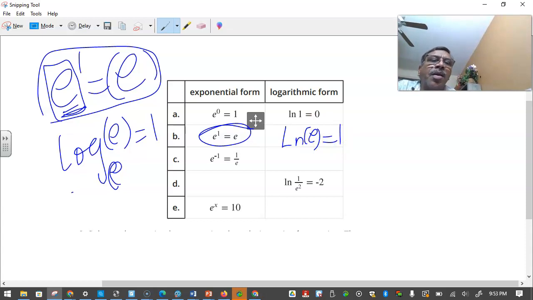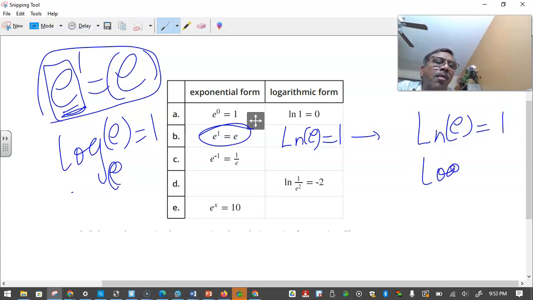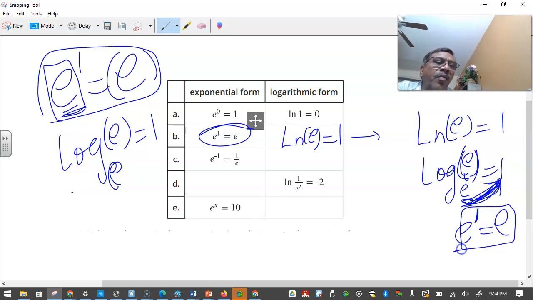So what did we learn from here? Also, ln e is always 1. What it means is the logarithm of e to the base e is 1. In other words, when you put e as the exponent, it's like you're pushing this up, and you get e. If we believe this, we should believe this. And if we know this, then we believe this also. So ln of e is always 1.